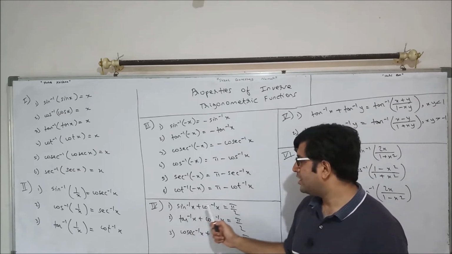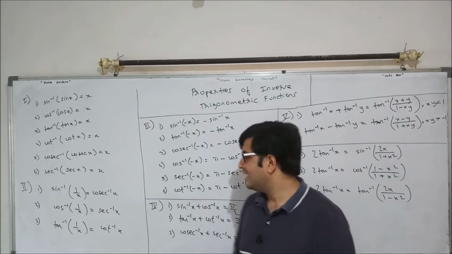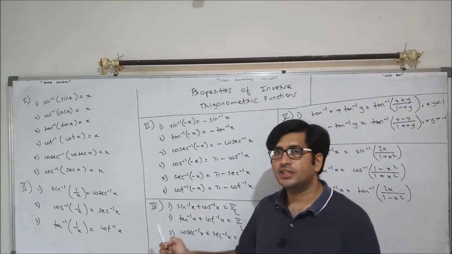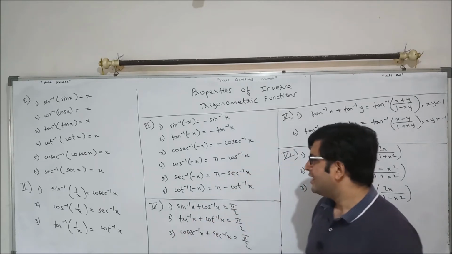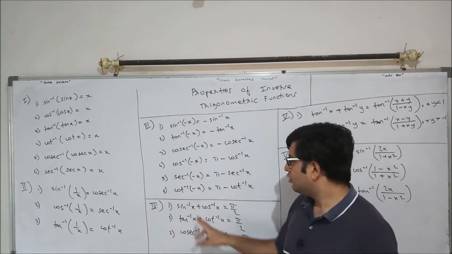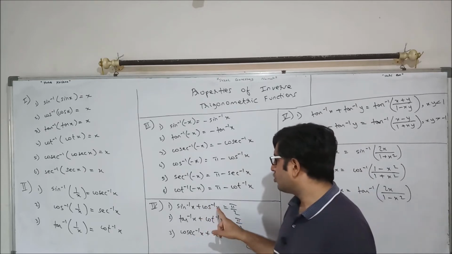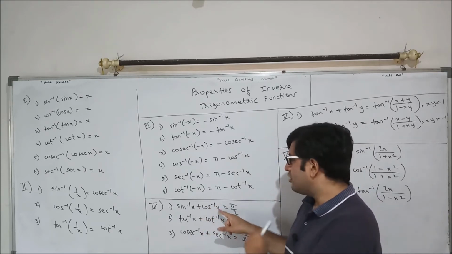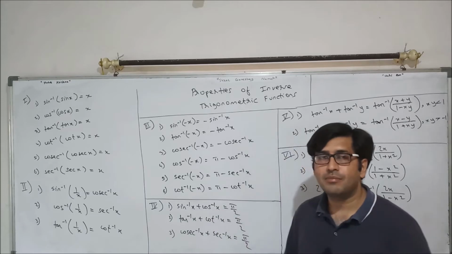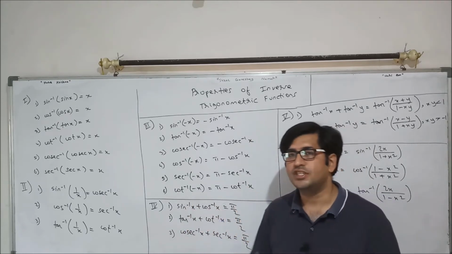Sin inverse of x plus cos inverse of x is pi by 2. Again it is very necessary that x lies in the domain of all the inverse trigonometric functions. Let's take an example. Suppose we take the value of x as half. So sin inverse of half will give you 30 degrees, plus cos inverse of the same value you are putting, cos inverse of half, what will you get, 60 degrees. So what is 30 plus 60? It gives you 90 degrees, which is pi by 2.